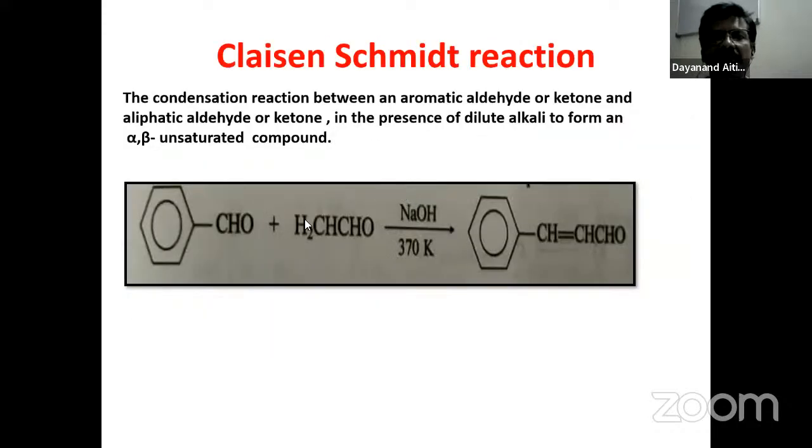Claisen-Schmidt reaction: an aromatic aldehyde or ketone and an aliphatic aldehyde or ketone in the presence of dilute alkali. When both are there, one aromatic and the other aliphatic, in the presence of base they give an alpha, beta-unsaturated compound. That is known as the Claisen-Schmidt reaction.